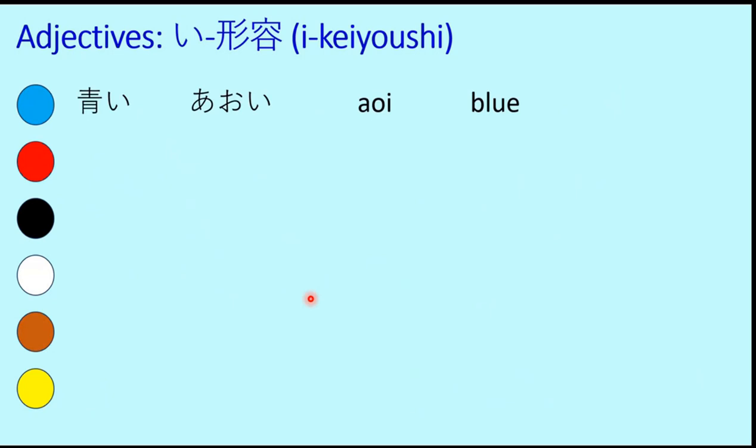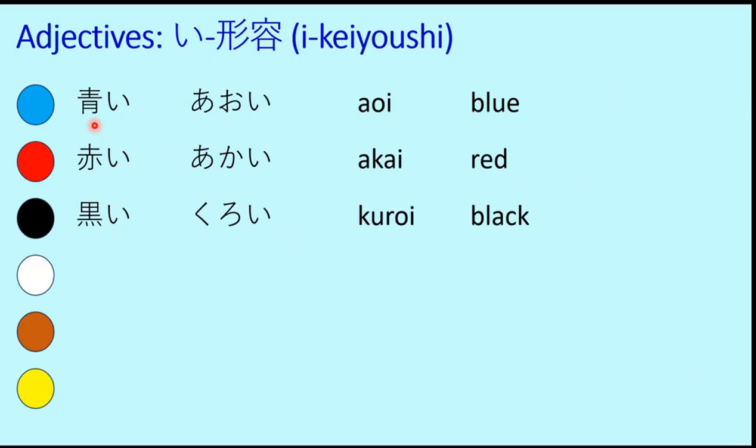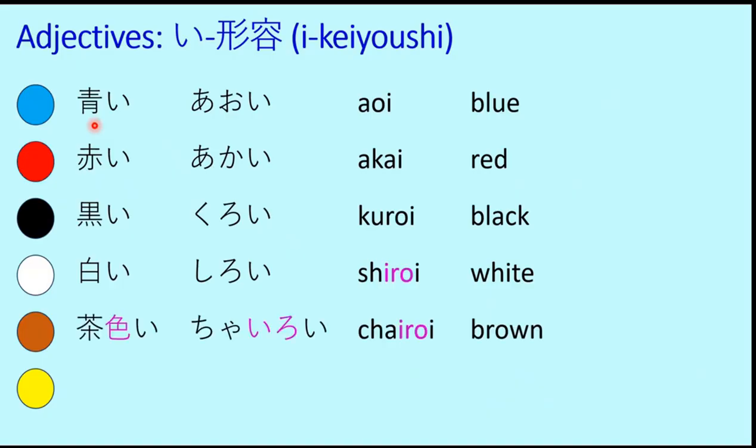So we have done this kanji character in one of our previous kanji lessons. So this is already known to us. Aoi, blue. Akai, red. Kuroi, black. Shiroi, white. Chairoi, brown. Kiroi, yellow. So now in brown and yellow, you can see this particular kanji. This is the kanji of iro, which means color.